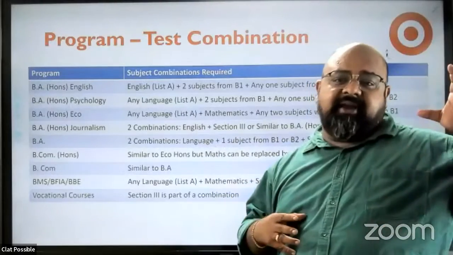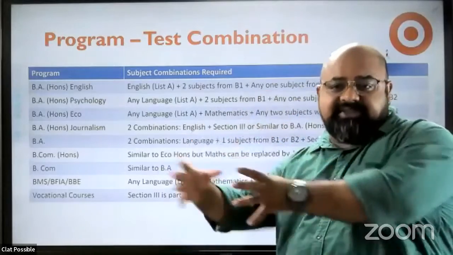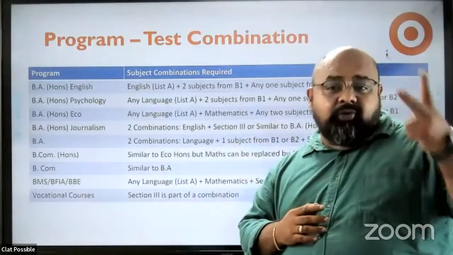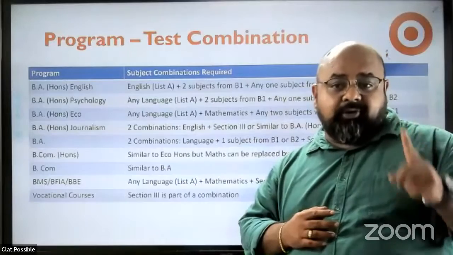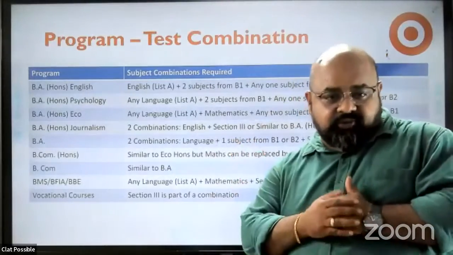So now suppose I have a selection where I have English, three subjects from B1, B2, and say section 3. Technically there are two possibilities for me to apply for the BA program, not the honors program, the BA program. And that is where I think section 3 comes in as well.